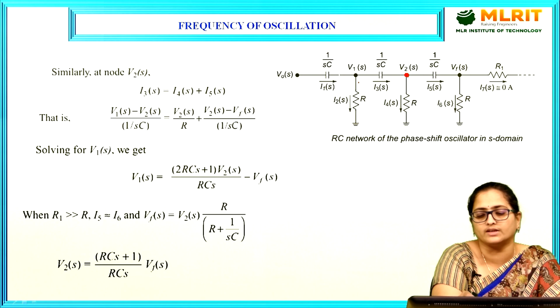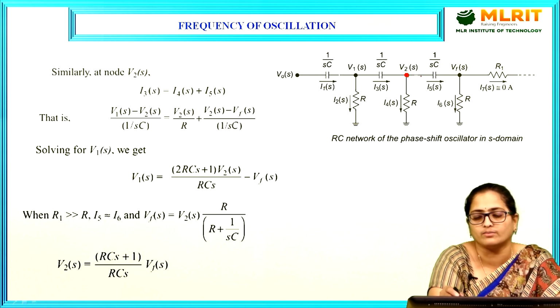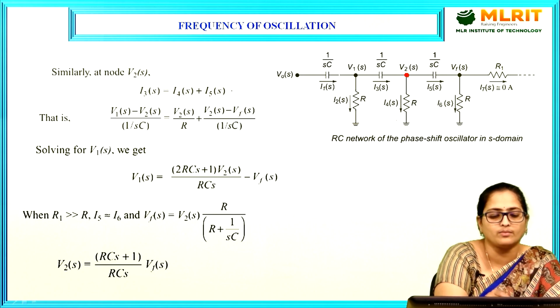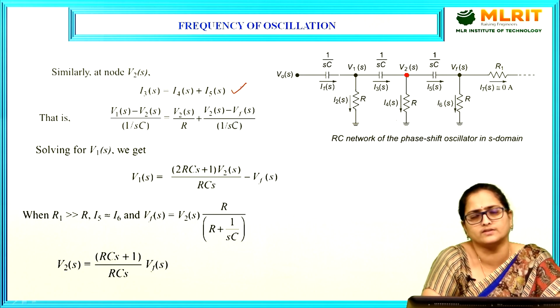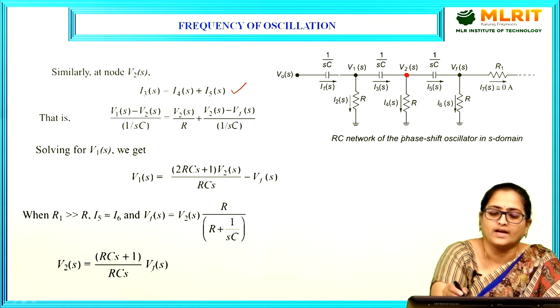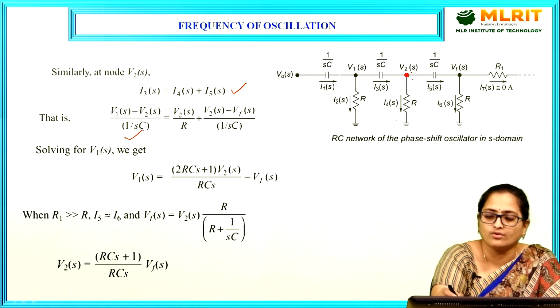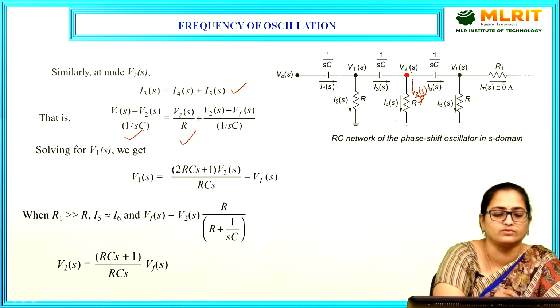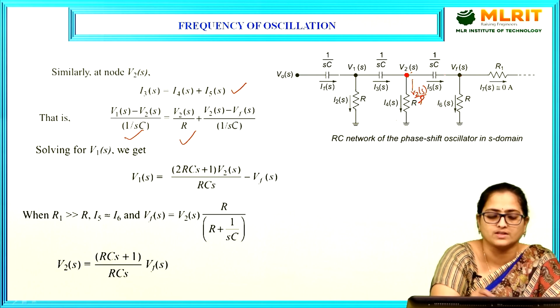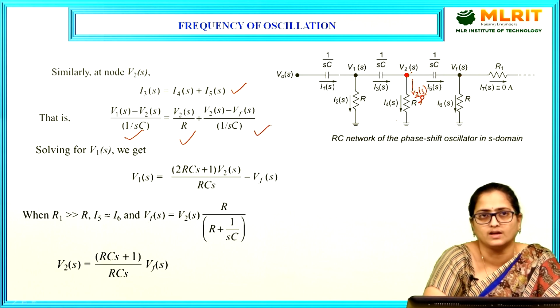The current entering here is I3(s), and the current leaving from this node will be I5(s) and I4(s). So I am writing this equation as I3(s) is equal to I4(s) plus I5(s), where I3(s) can be given as V1(s) minus V2(s) divided by 1 by sC, and I4(s) can be given as V2(s) divided by R, and I5(s) given as V2(s) minus Vf(s) divided by 1 by sC.